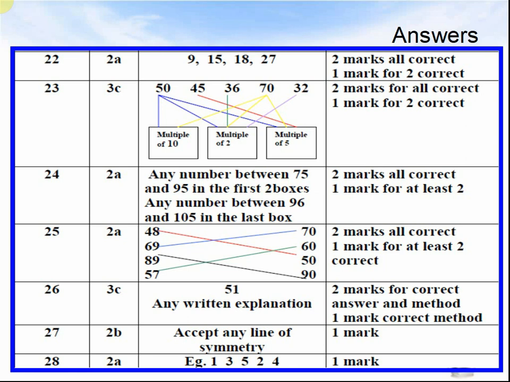24, any number between 75 and 95 in the first two boxes, any number between 96 and 105 in the last box. Question 25, 48 rounds up to 50, 69 rounds up to 70, 89 rounds up to 90, 57 rounds up to 60. 26, 51 and any written explanation. 27, accept any line of symmetry. 28, 1, 3, 5, 2 or 4, etc.